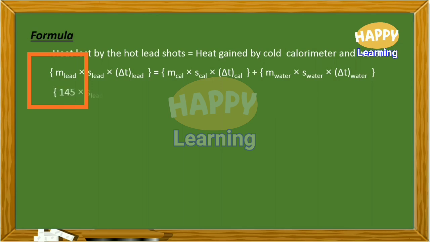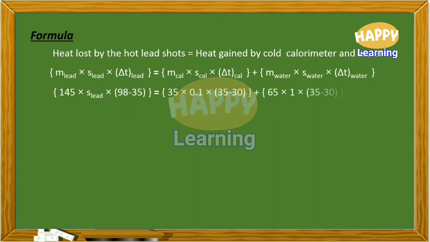Now substituting the values, mass of lead is given as 145, of course in grams, into specific heat of lead is unknown, so let it be S lead, into change in temperature of lead shots. So it has decreased to 35 starting from 98. So fall in temperature will be 98 minus 35. Equal to. Substitute the values on the right hand side.